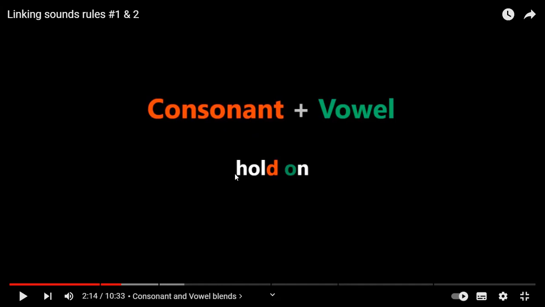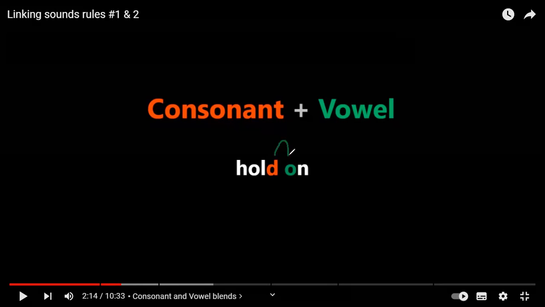For example, the word hold. What is the consonant letter that is at the end of the word? Can you tell me? D. D, right. Okay, so that's the consonant. So hold, right. And then the next word that is right next to it starts with a vowel sound. So the next word starts with a vowel O. So when we have this combination right here, we are going to connect the sounds.